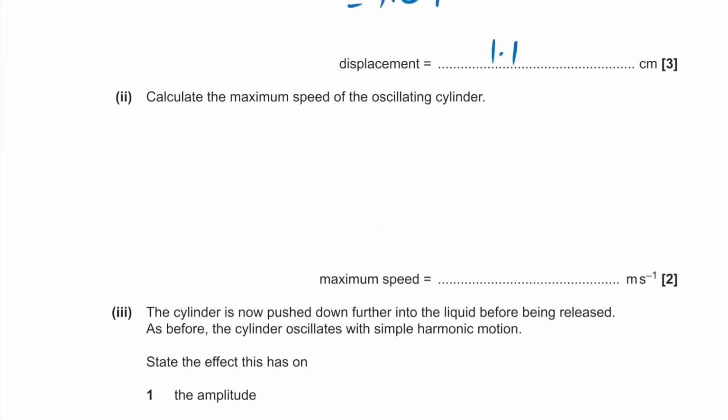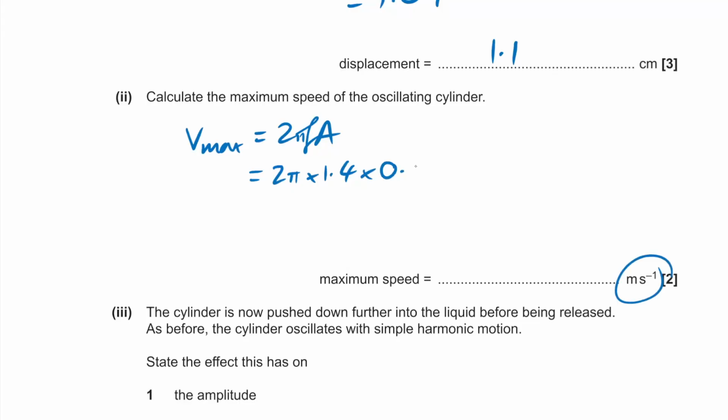Calculating the maximum speed of the oscillating cylinder, v max is equal to 2 pi f A, or omega A. So 2 pi times 1.4 times our amplitude. We are looking for meters per second, so we do need to change our amplitude to 0.022 meters. Okay, so we should end up with 0.176, so 0.18 meters per second.